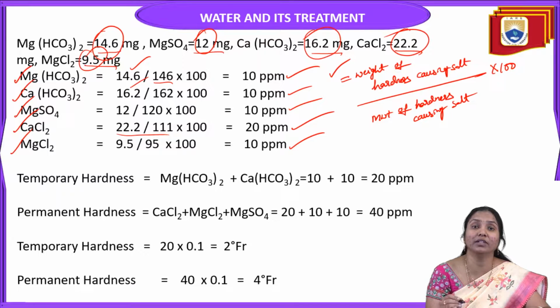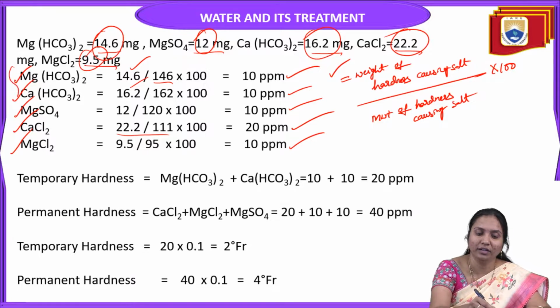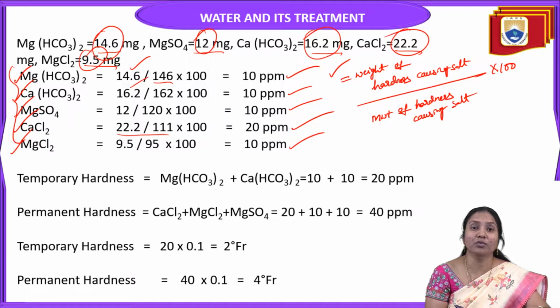In this way we can convert all the hardness causing salts into CaCO3 equivalent by using this formula: weight of hardness causing salt by molecular weight of hardness causing salt into 100. Now we can calculate the temporary hardness and permanent hardness of water. The first step, converting all hardness causing salts into CaCO3 equivalent, is already completed. The second and most important step is to identify the temporary hardness causing salts and permanent hardness causing salts.